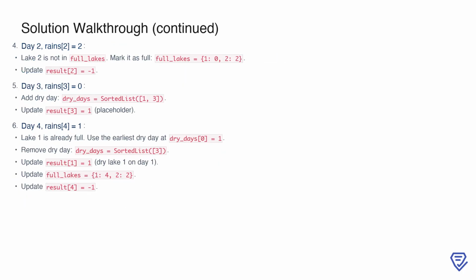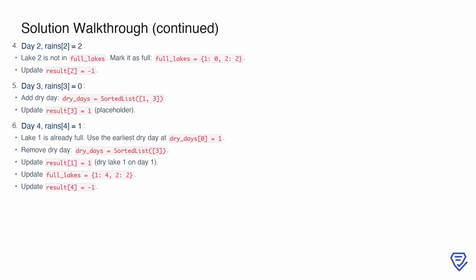On day 2, Lake 2 receives rain. It's not in the full_lakes map, so we mark it as full and associated with day 2. The result remains -1. On day 3, we encounter another dry day. We add it to the dry_days list, which now becomes sorted list 1, 3. Again, no immediate action is needed, so we update the result array with a placeholder value of 1.